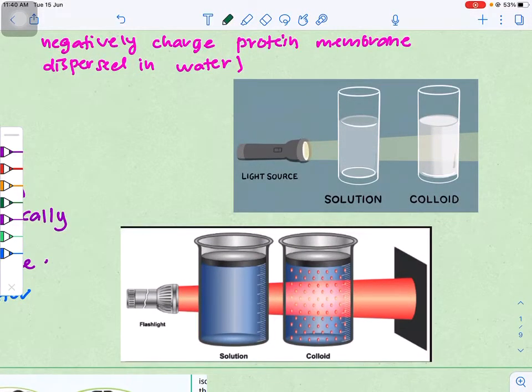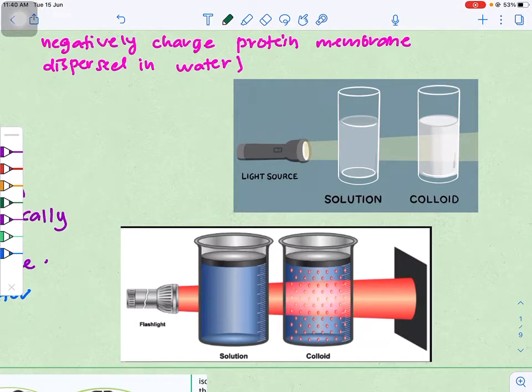A solution is like when we have table salt, garam, and we put it in the water, we stir. What happens is the salt is gone. It is not gone actually, it is dissolved in water. Dia larut dan dia membentuk salt solution.